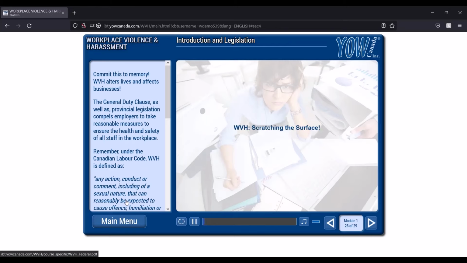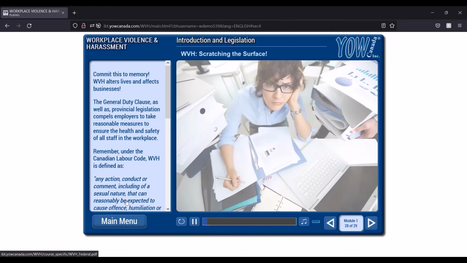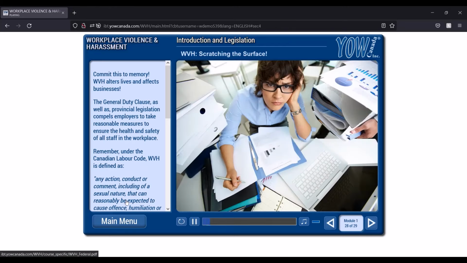WVH, scratching the surface. Commit this to memory. WVH alters lives and affects businesses. The General Duty Clause, as well as provincial legislation, compels employers to take reasonable measures to ensure the health and safety of all staff in the workplace.